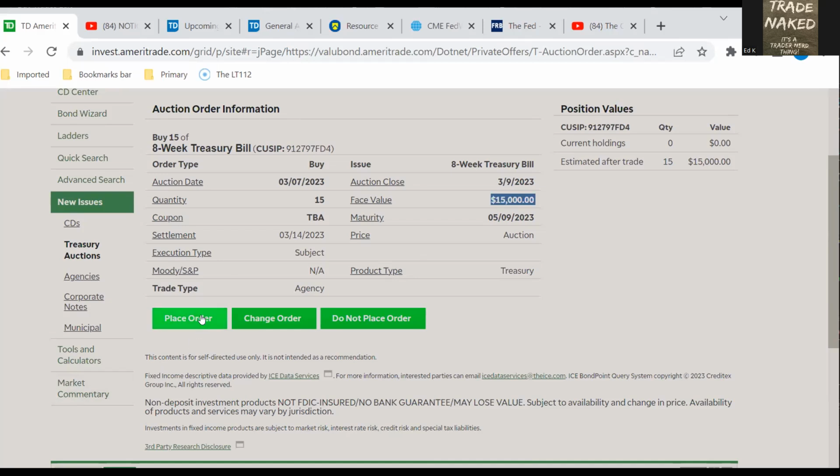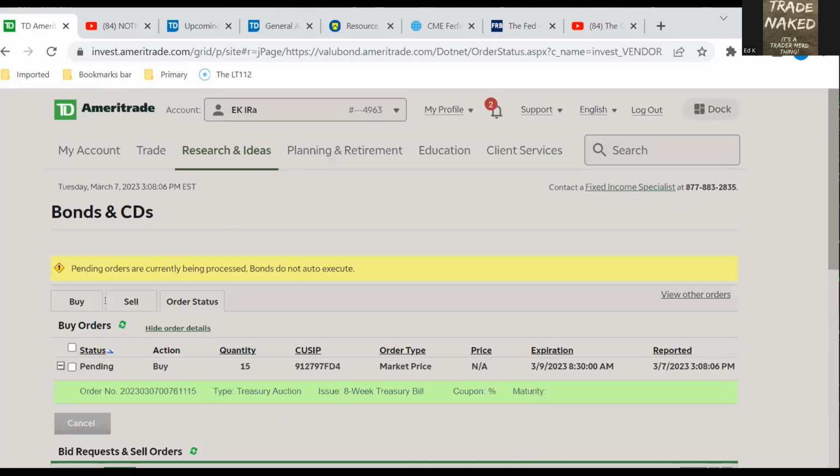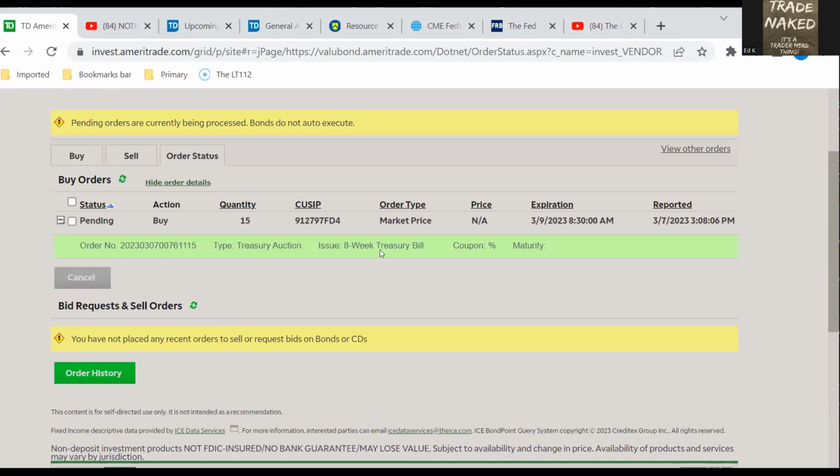I'm going to go ahead and place this order. So I like what I see. I want to buy an 8 week. I see when it matures. I'm confirming that I'm buying 15 and I'm going to place the order. So it goes into my pending order thing here to Ameritrade, where it will sit as a pending order.